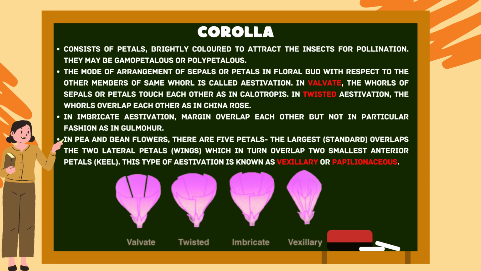In pea and bean flowers, there are 5 petals. The largest overlaps the 2 lateral petals, which in turn overlap the 2 smallest anterior petals. This type of aestivation is known as vexillary or papilionaceous.